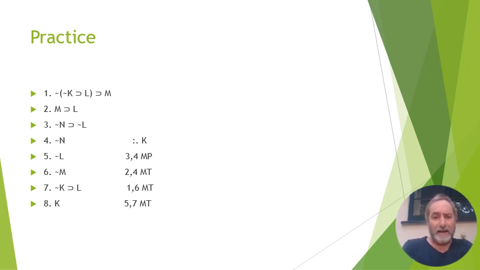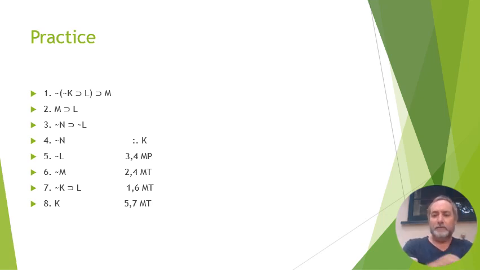How was I allowed to write not M on 6? Well, modus tollens with lines 2 and 4. Modus tollens, sorry, not 2 and 4. Wait, not L. Yeah, sorry, 2 and 5. It should have been 2 and 5. That's a misprint. So line 2 is if M then L, a conditional. Line 5 is not L, the negation of the consequent of that conditional. And so with 2 and 5 modus tollens, I can spit out the negation of the antecedent.